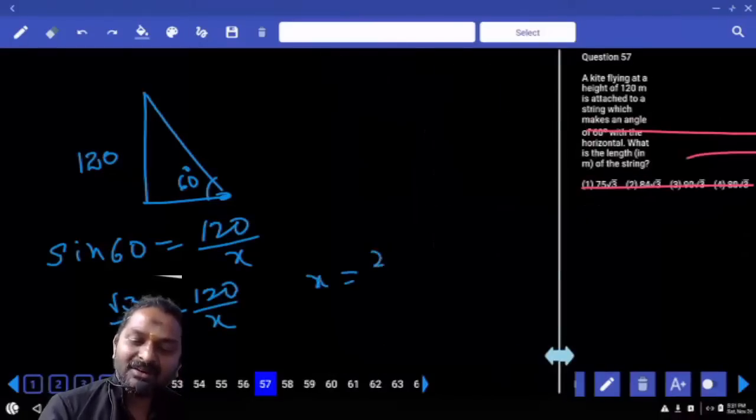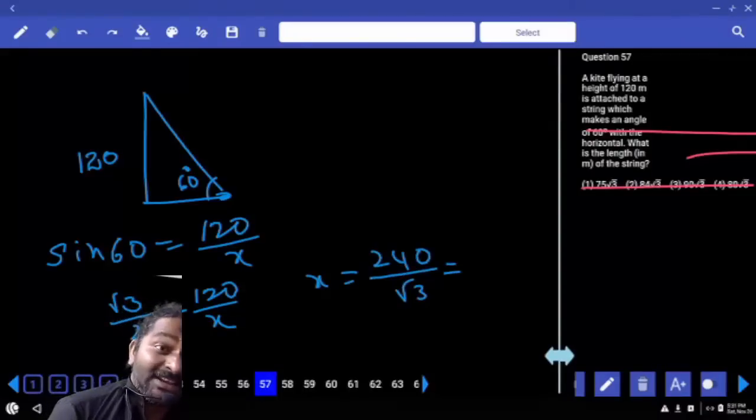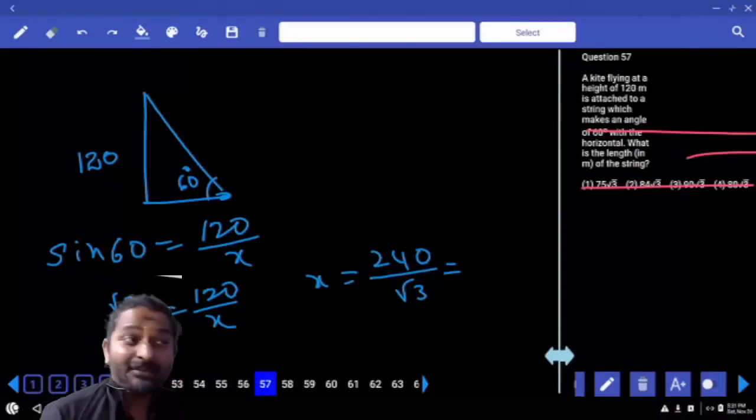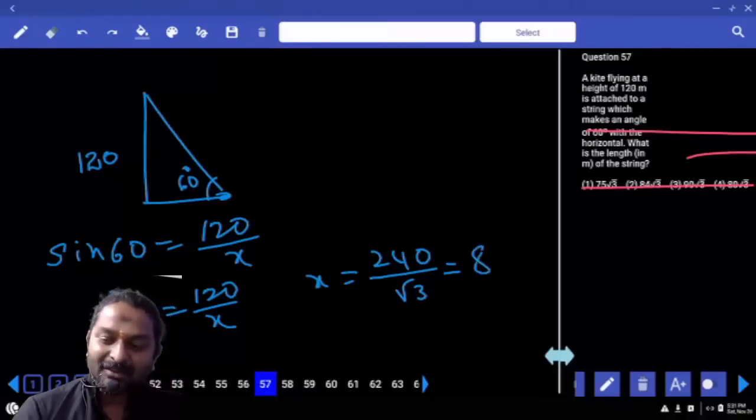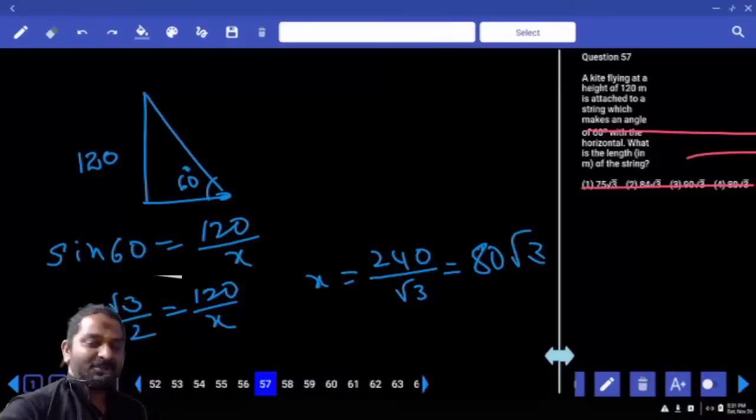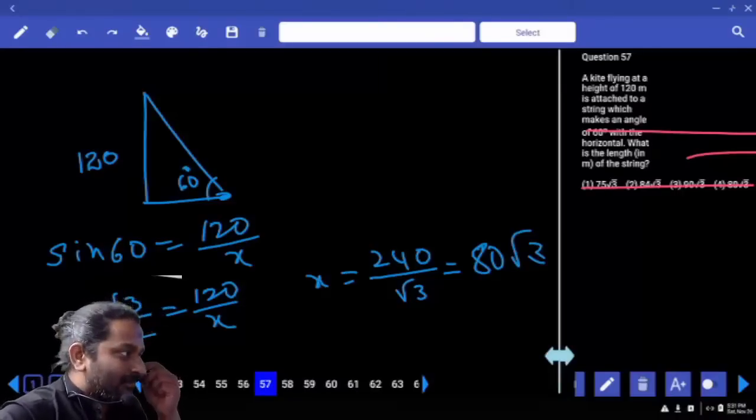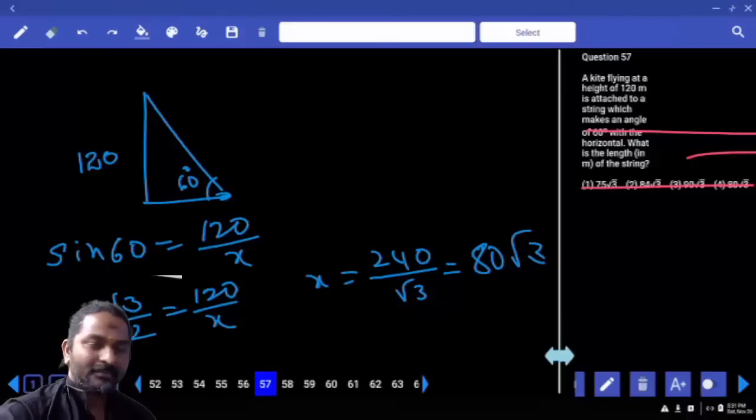Then x is equal to 240 divided by root 3. 240 can be written as 80 into 3. 3 can be written as root 3 into root 3. One root 3 gets cancelled and the remaining 80 root 3 will be there. So the hypotenuse is going to be 80 root 3. Followed?